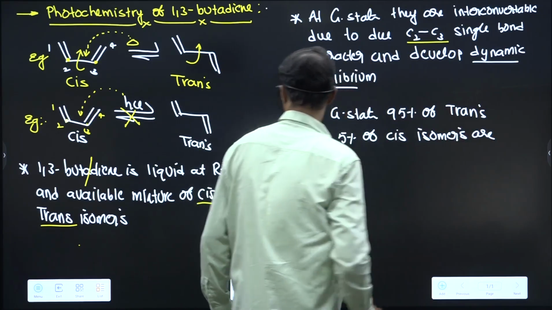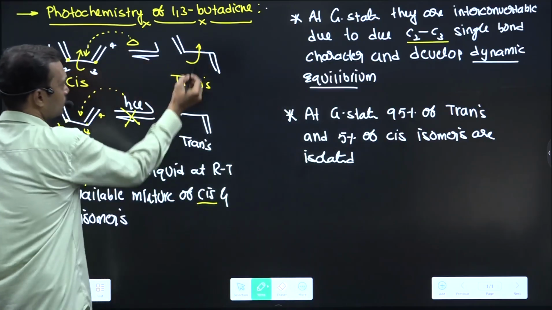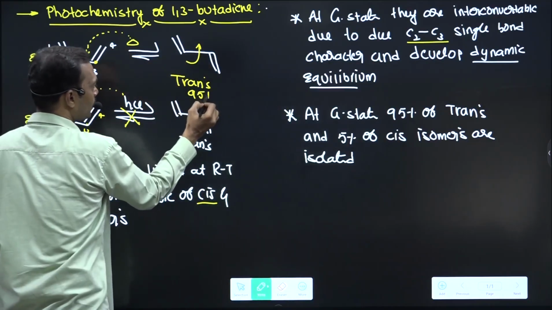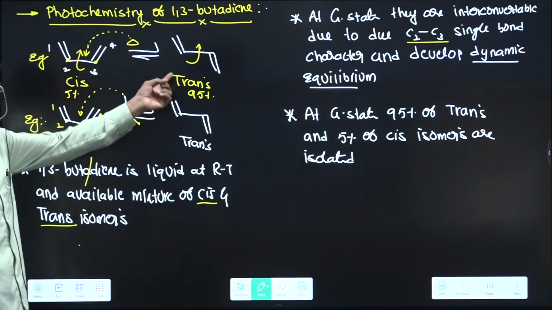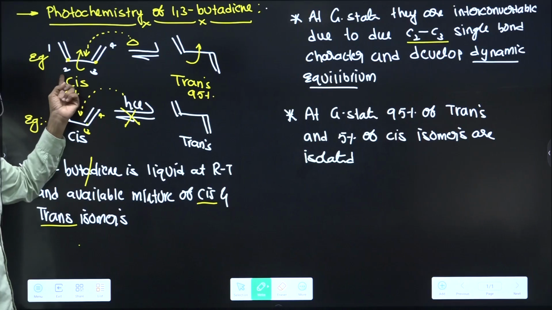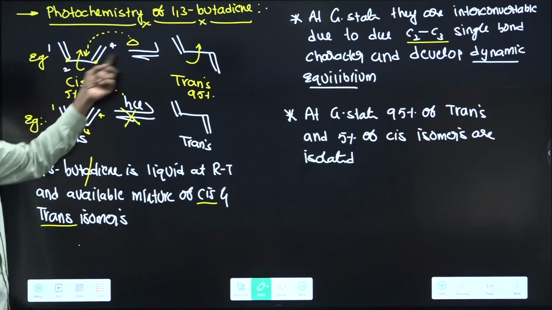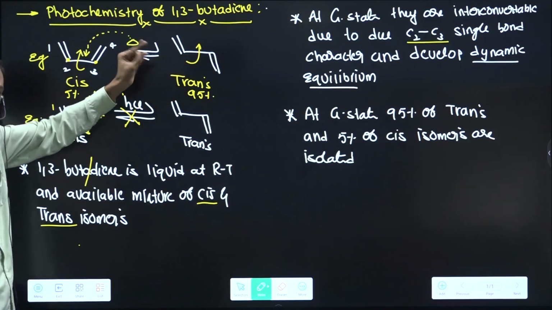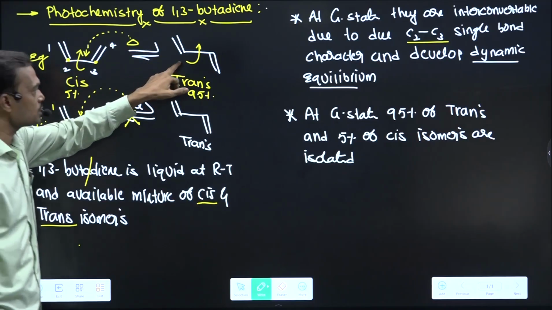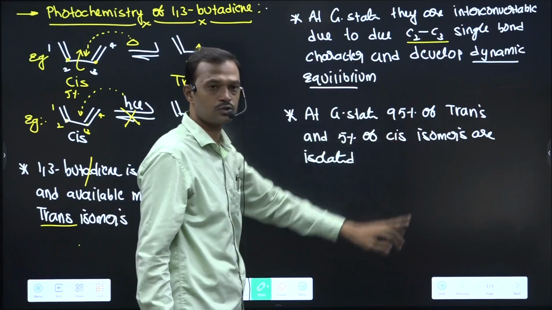So what is the percentage of trans isomer in ground state? Ground state trans isomer is 95%. And what about here? 5%. 5 is cis, 95 is trans. So which is more stable between cis and trans? Trans is more stable. Percentage of trans is greater as compared to percentage of cis.